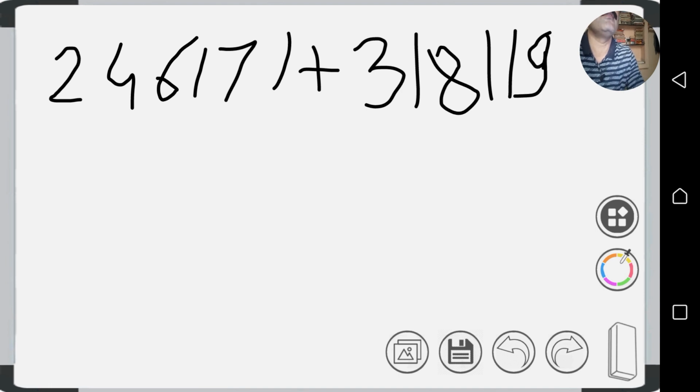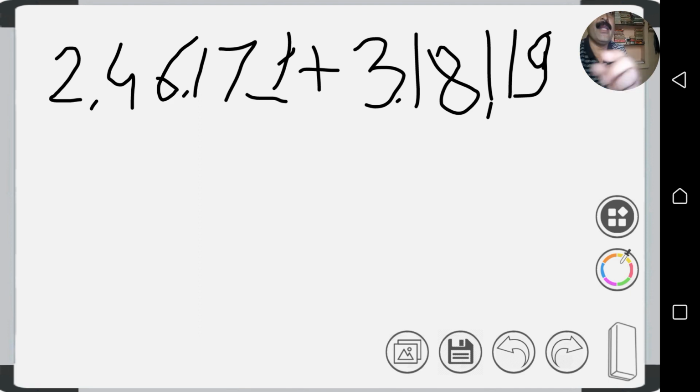3,18,119. So the writing method is quite different. The first number that I am taking, suppose, with the comma signs here, is 2,46,171. The sign between them I am taking as plus, and the second number is 3,18,119. Now we want to arrange these two numbers into the vertical method.